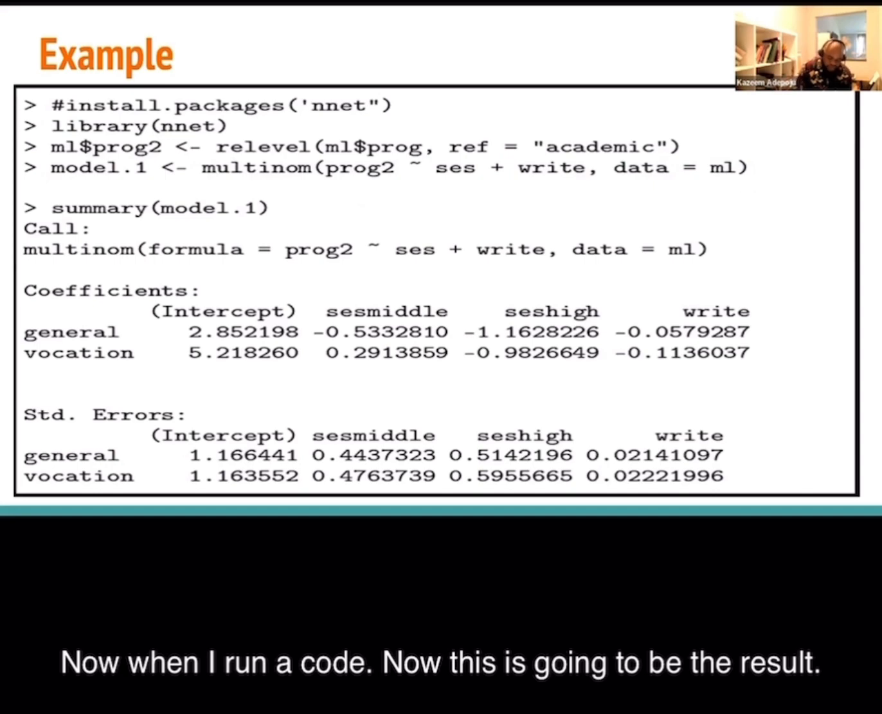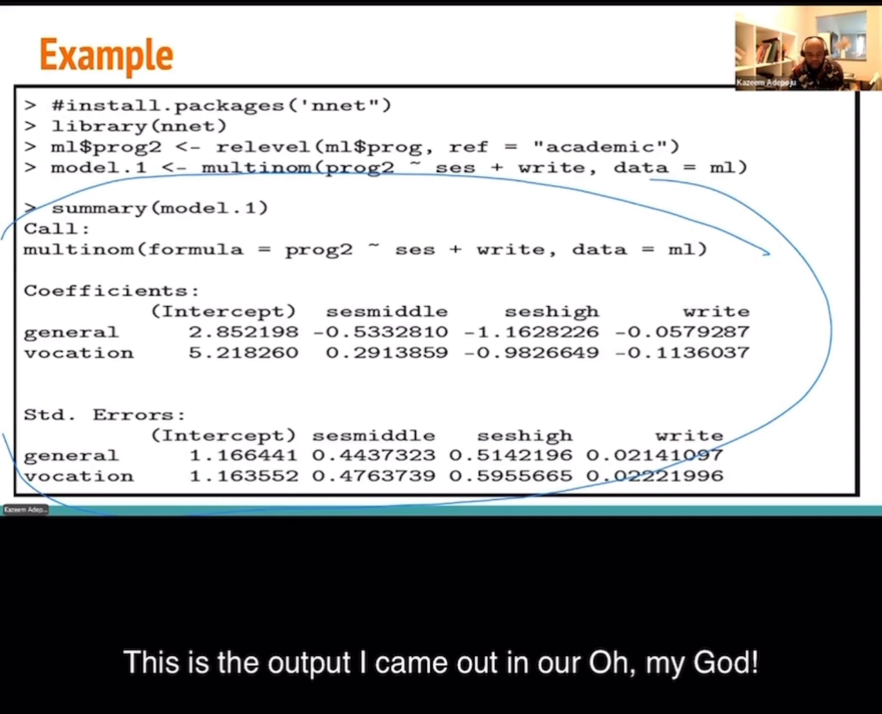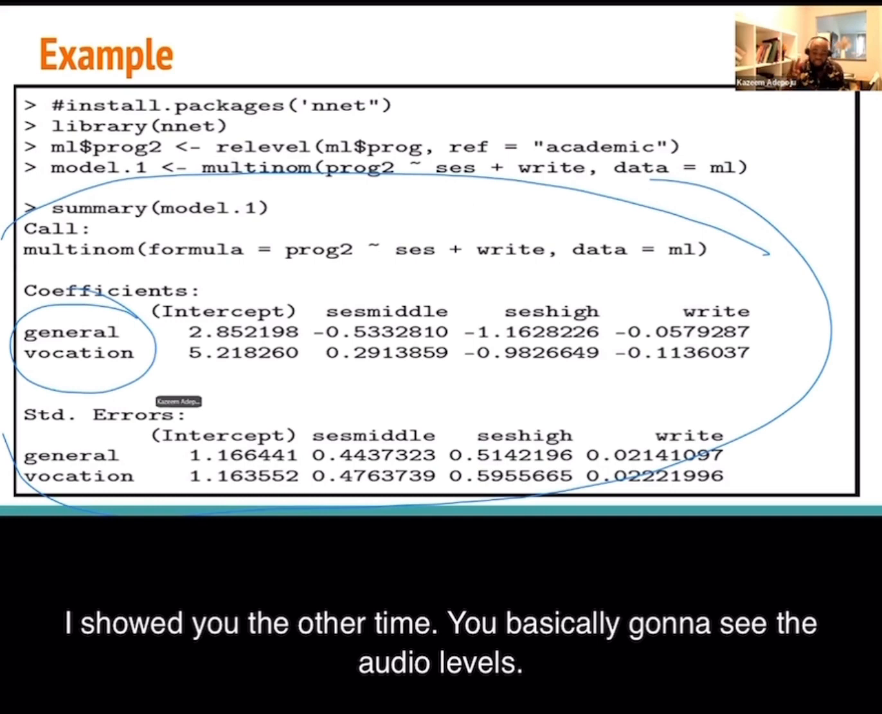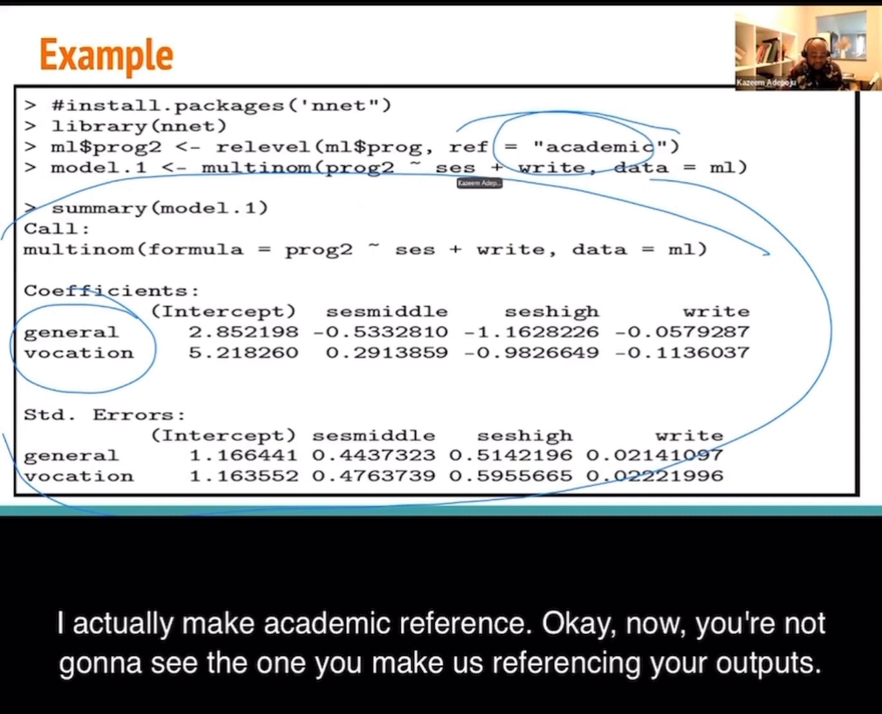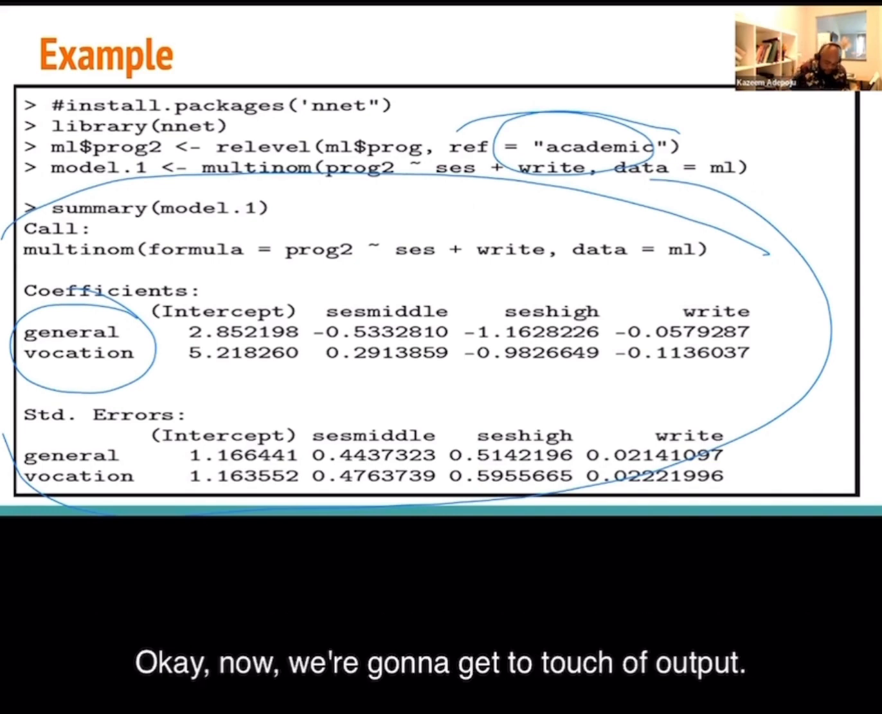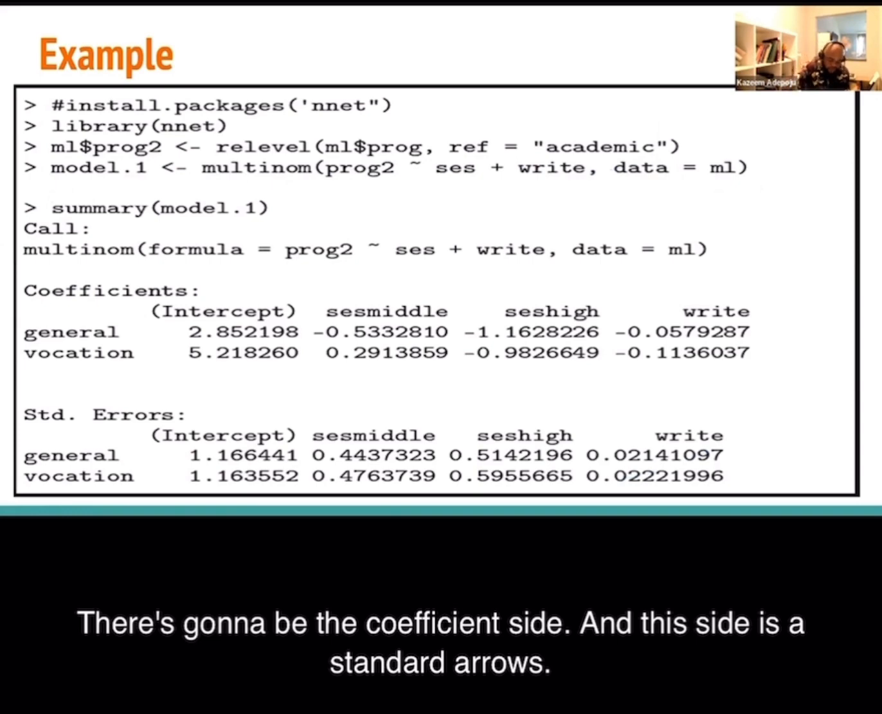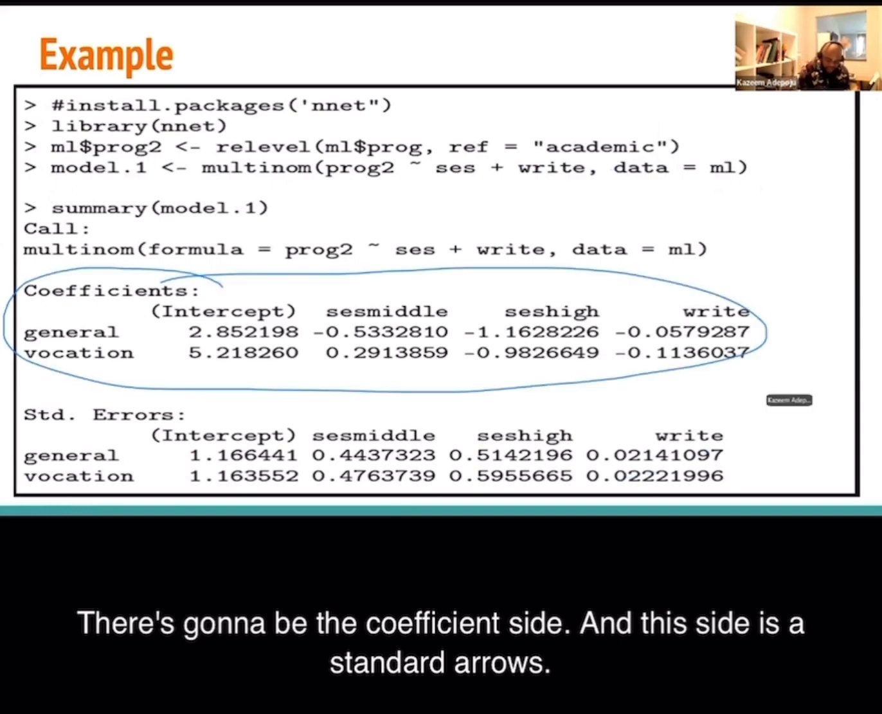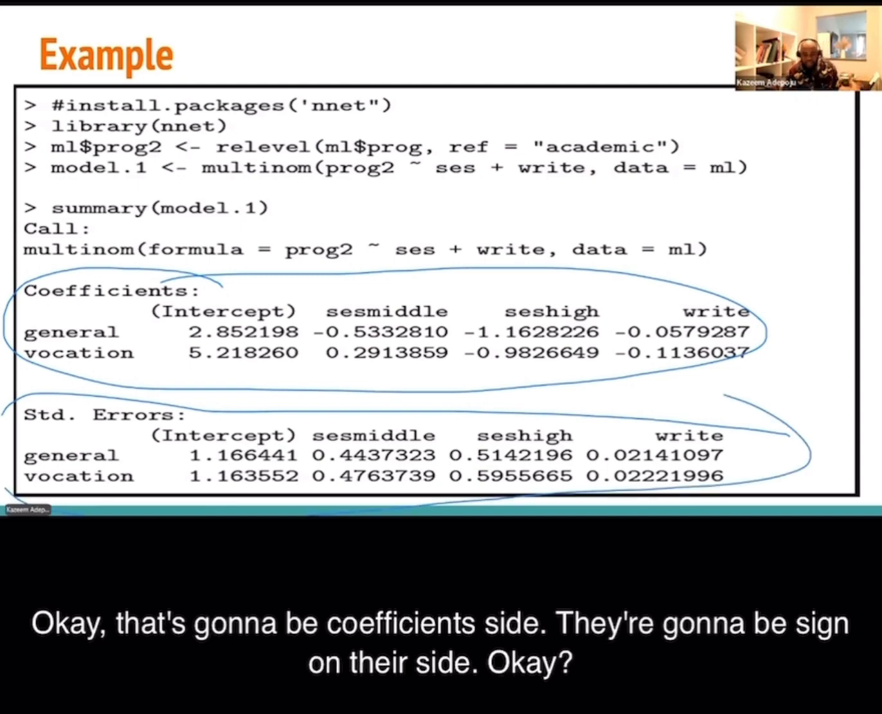When I run the code now, this is going to be the result. This is the output that came out in R. I told you the other time, you're basically going to see the other two levels. Don't forget right here, I actually made academic the reference. You're not going to see the one you make as reference in your output. Now we're going to get to types of output. There's going to be the coefficient side, and this side is the standard errors.